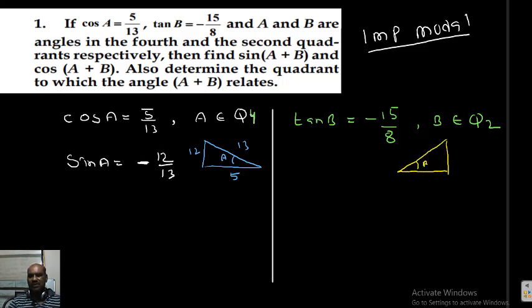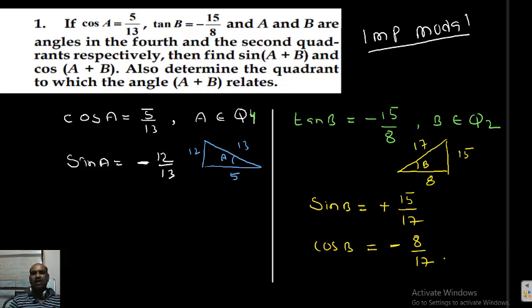Here also I want to find the trigonometrical ratios for angle B. I am assuming that B is acute. This is 15, this is 8, 225 and 64 gives 289, so this is 17. So I want sin B, students, here. Sin B, second quadrant positive, plus 15 by 17. Cos B I also want, cos in the second quadrant is negative, minus 8 by 17. Next, what do I want? Sin of A plus B, I will write on the next page.